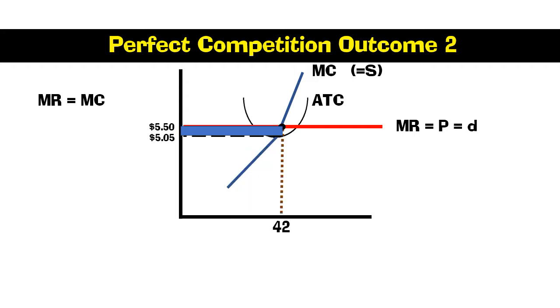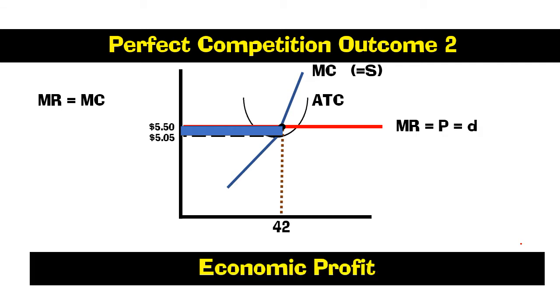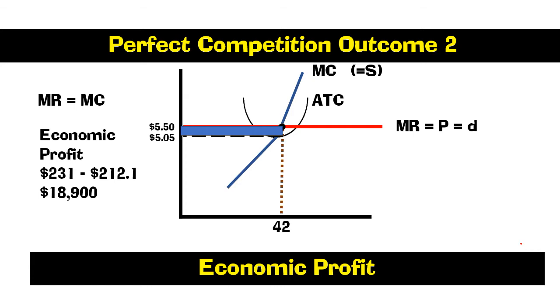All right? So now we have this little blue slice, and what's the little blue slice? Well, the little blue slice is our economic profit, not our normal profit. The normal profit is part of cost. It's down in here. That little slice is economic profit. It's extra profit. Okay? And it's 231,000 minus 212,100.